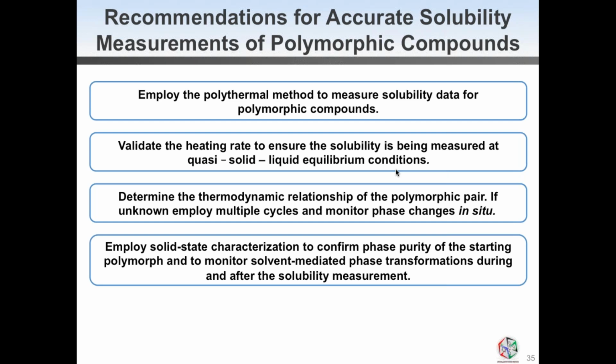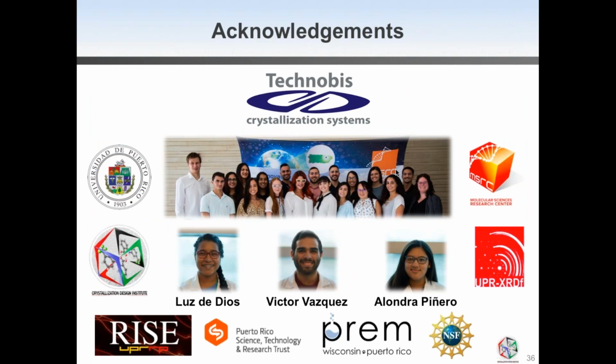And then we cannot stress this enough. We need to ensure that we employ solid state characterization in parallel to the solubility measurements. Again, you would be surprised when looking into the literature how many publications are reported without providing information of the polymorphic form of the starting material, and of the material the solubility was measured on or even recovered in multiple cycles.